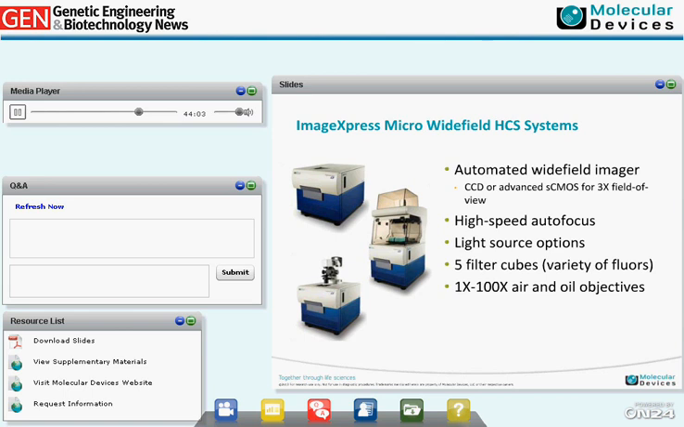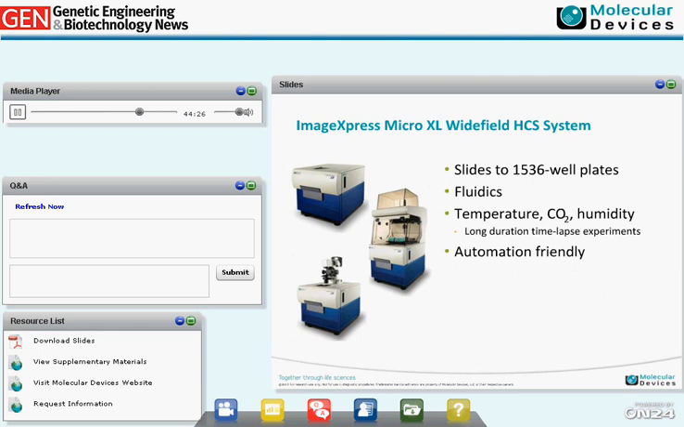There are a number of light source options, as well as user-configurable optics, including the capability to fit the system with up to 5 filter cubes, allowing the researcher to access a broad variety of fluors, as well as up to 4 Nikon objectives at any given time, ranging from 1x to 100x, both air and oil, which allows the researcher to access both research-grade imaging and high-throughput imaging capabilities in a single system. The Micro can be used to image samples in everything from slides to 1536 well plates, again giving you the flexibility to perform both research imaging as well as high-throughput imaging.